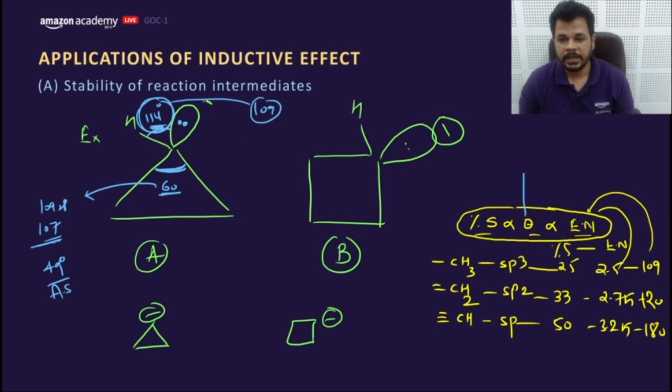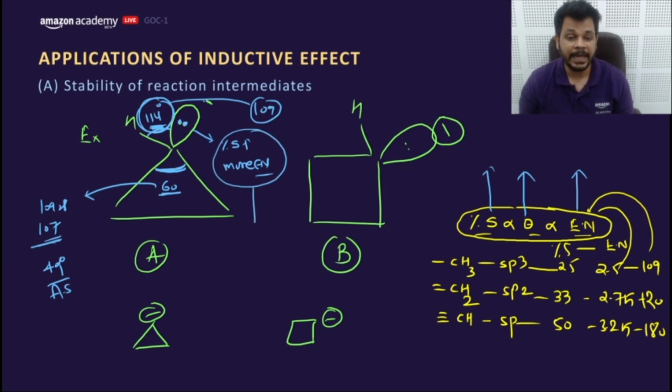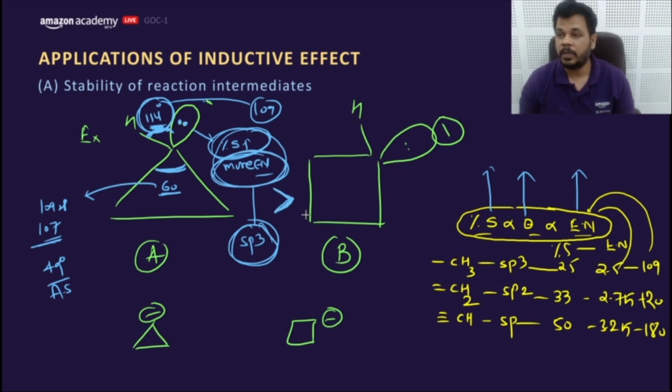So theta increases, that means percentage S increases, that means electronegativity increases. That means this orbital has relatively more percentage S character, more electronegativity. That means the tendency to hold this lone pair is relatively higher compared to any standard sp3 orbital. That means if theta increases, percentage S character increases, electronegativity also increases. So we can say the answer would be like this.